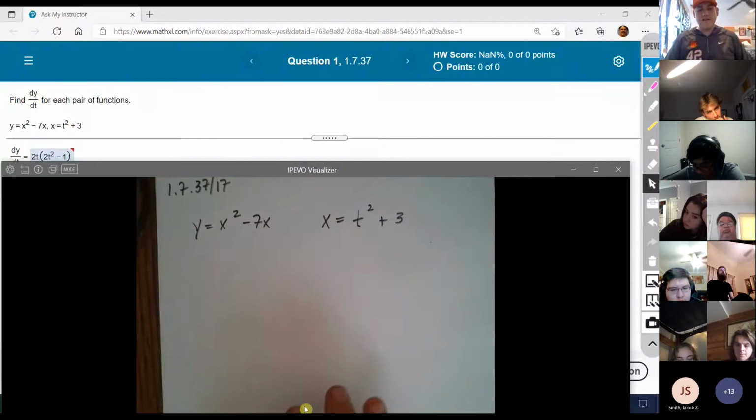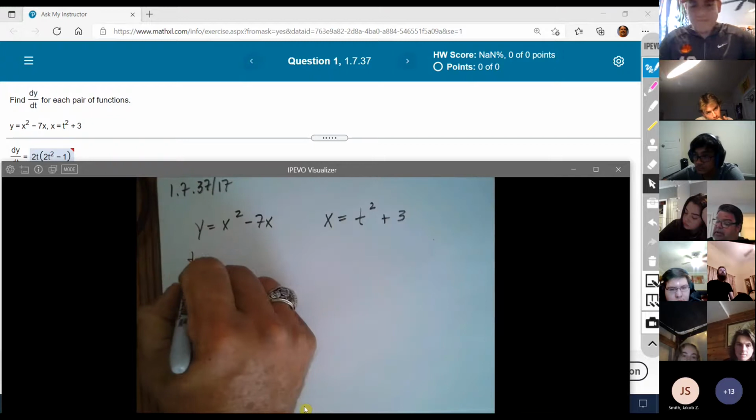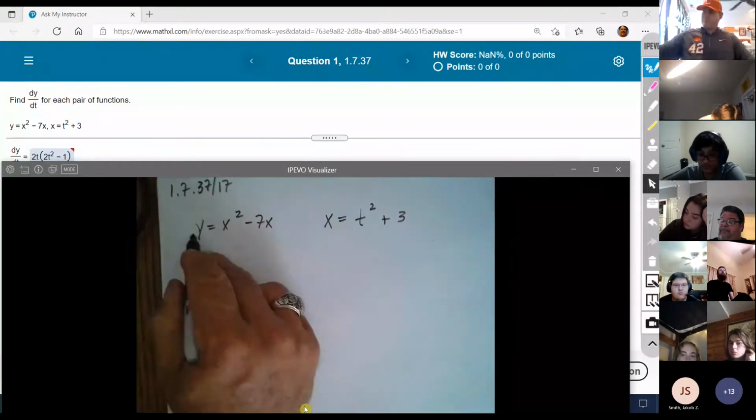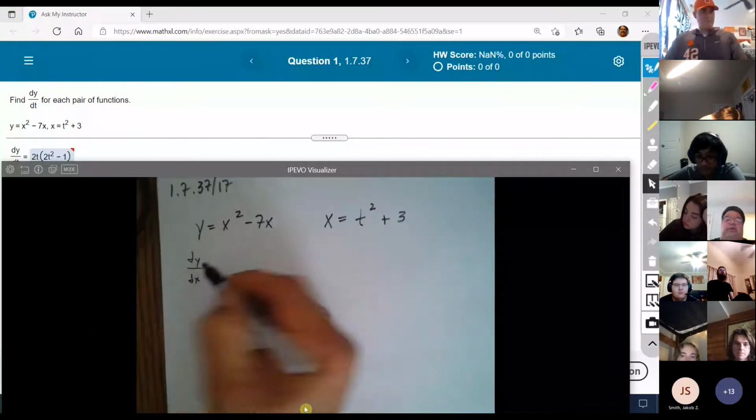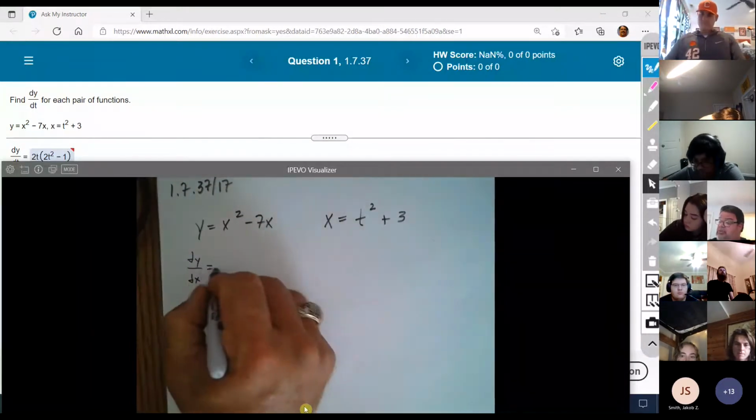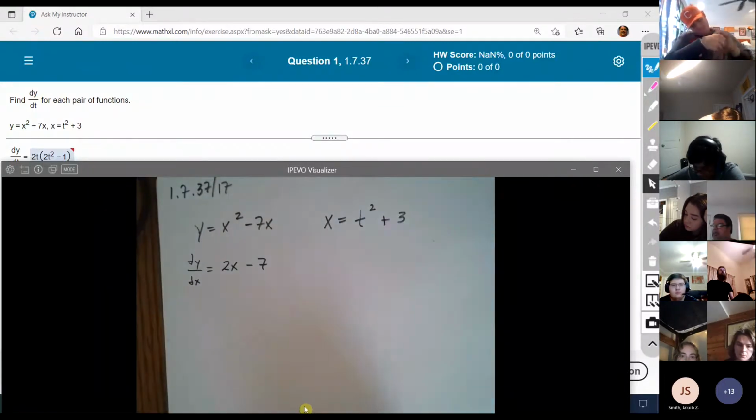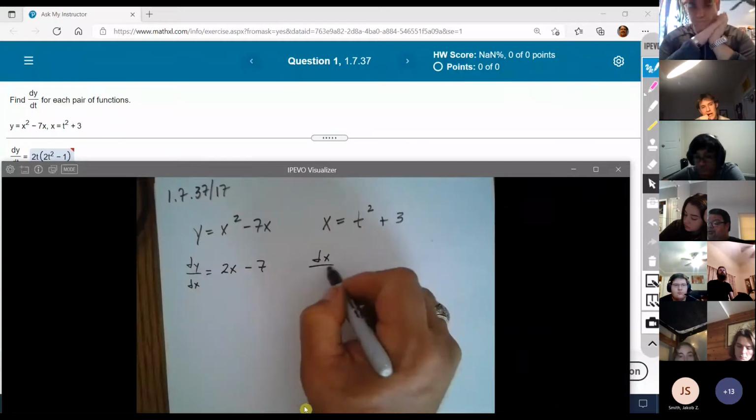That must be you. All right, so this one would be dy dx, because you're taking the derivative of y with respect to these variables. So that would be dy dx is equal to 2x minus 7. This would be dx over dt.